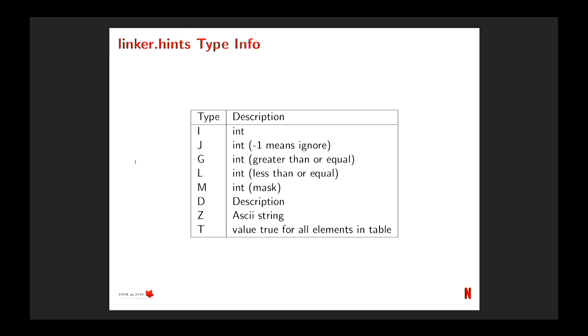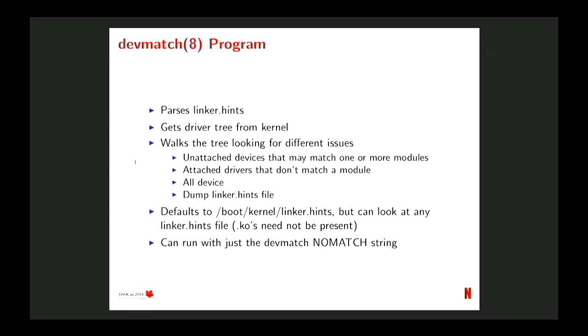So the simplified language I came up with is much simpler. Everything's an int, so we upcast to an int. There's a couple of types where FF means ignore, and so all the FFs get widened out to -1 so that we can ignore them. And we just have a few types so that we could put the code that interprets this in the bootloader, where we have a resource-constrained environment, in addition to devmatch. I've not done the bootloader yet, but I designed it so that we potentially could in the future.